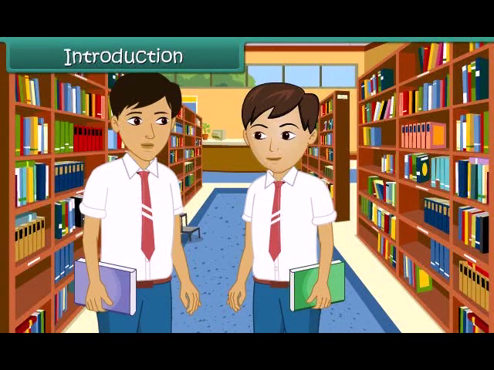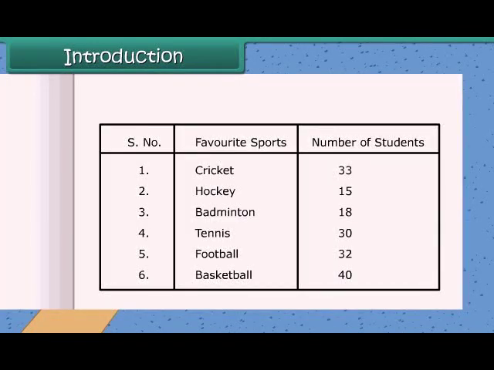Ravi, have you done today's maths homework? Yes, I have gathered some information about the different sports liked by the students of our class. Okay, but how will you interpret which is the favorite sport among the students? It's easy. I have arranged the data in tabular form. Now by looking at the data, I can say basketball is liked by the highest number of students.